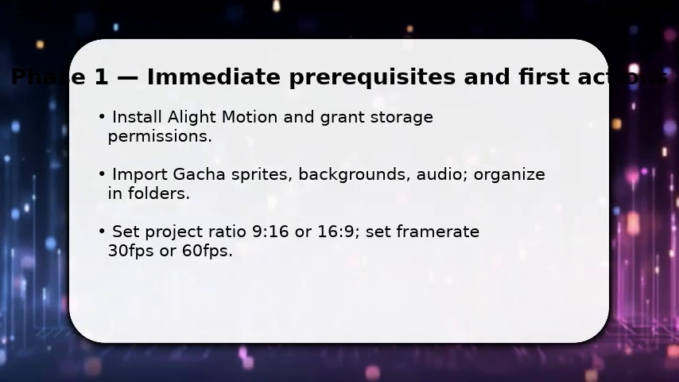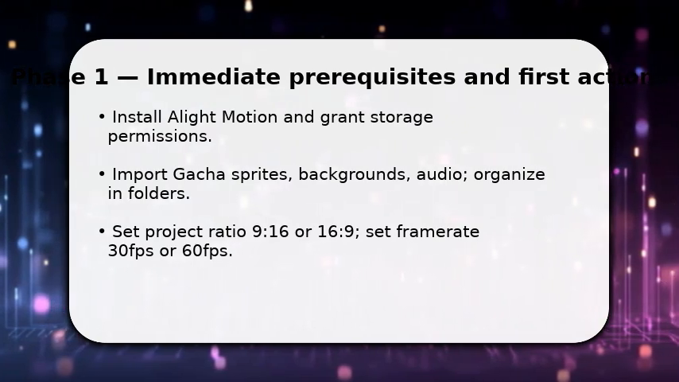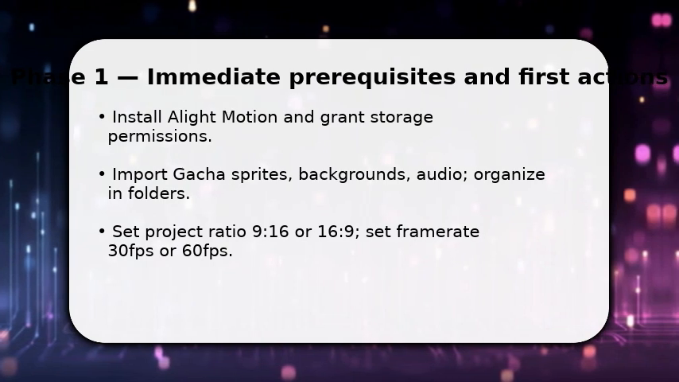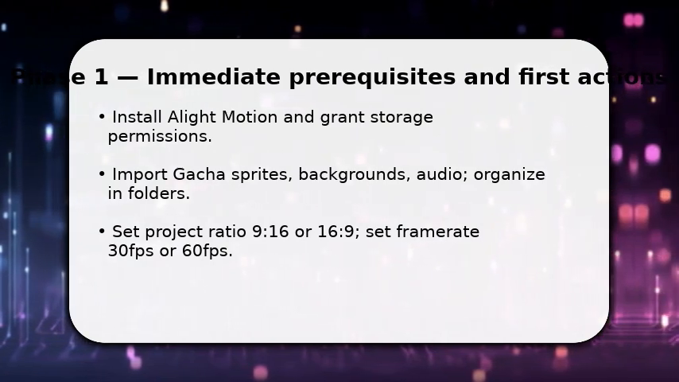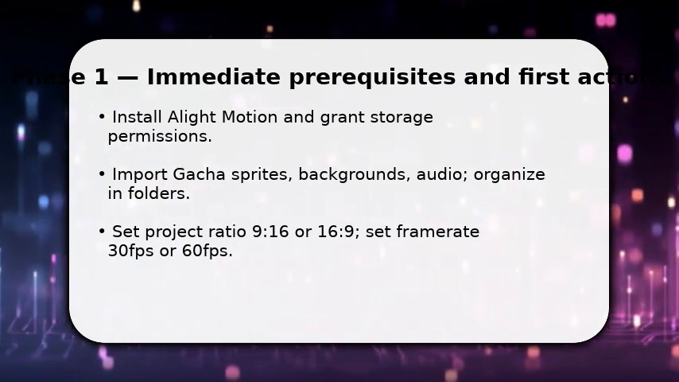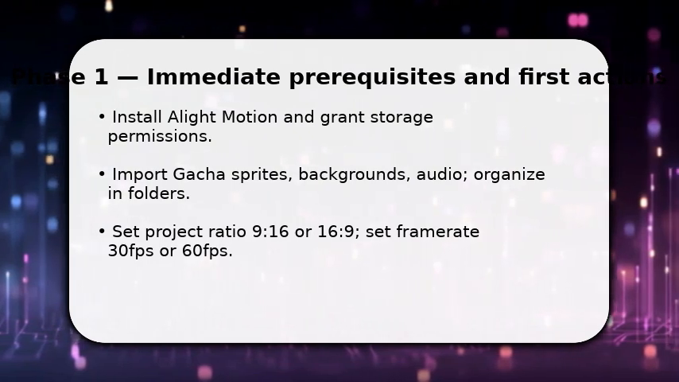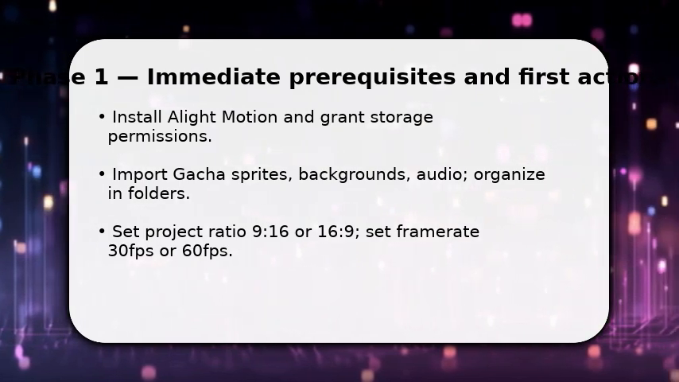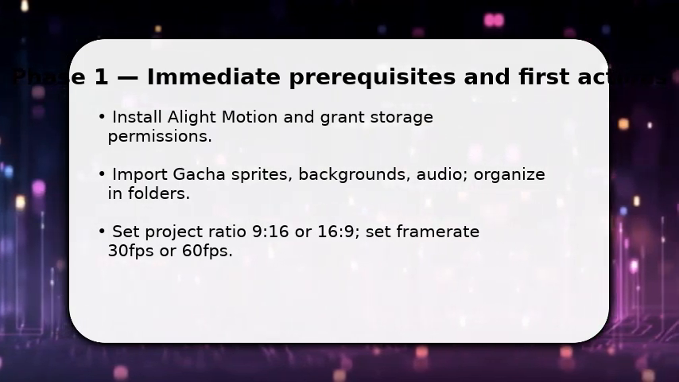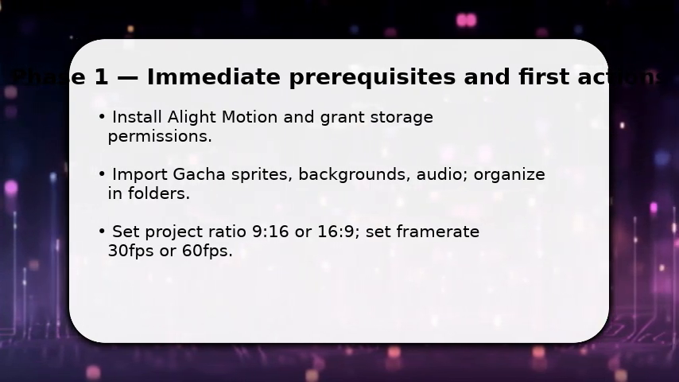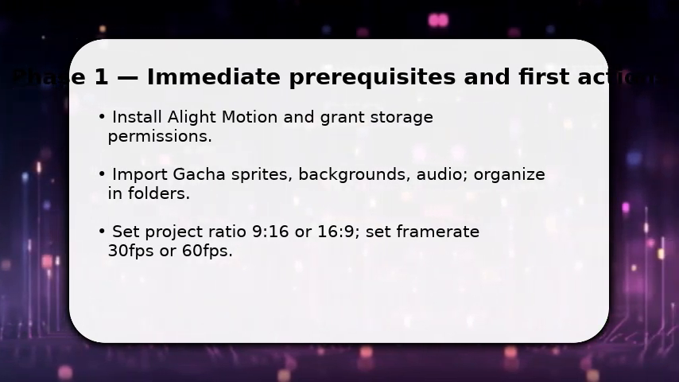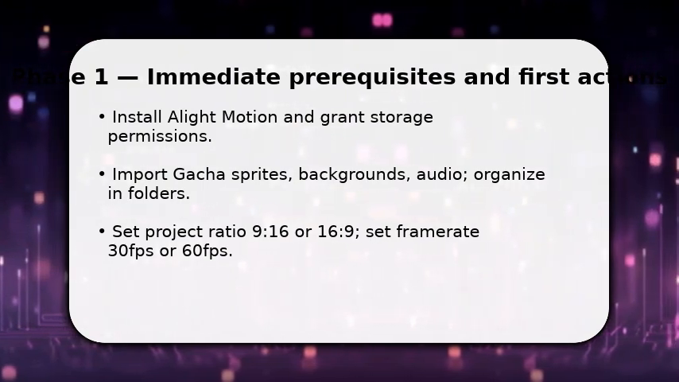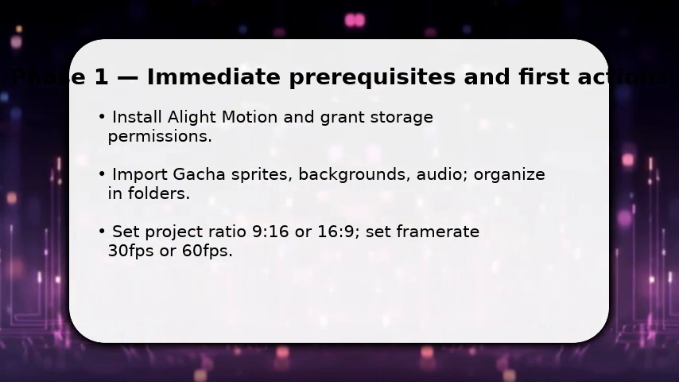You start by importing assets and setting the stage, literally. Open Alight Motion, create a project with the correct ratio and frame rate, then import sprites, backgrounds, and music into labeled folders so you can grab them fast. Once done, place your background layer, then drag character sprites in order of appearance. Make sure to lock background layers to avoid accidental moves. This step speeds everything later and prevents confusion when you hit complex timing and animation tasks.